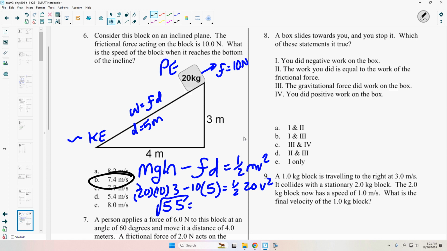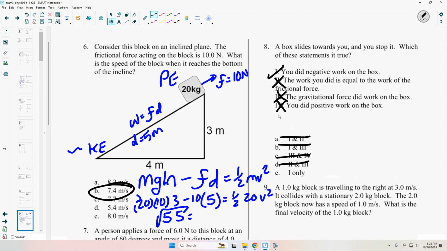Not necessarily. Like maybe, but it has to be always true. The gravitational force did work on the box? No, because there's no vertical displacement, there's no work done by the gravitational force, and I did positive work on the box. So here we get yes, that's correct. That gets rid of those. The work that, no, not correct. That gets rid of that one. And no, not correct. That gets rid of that one. And that one's not correct either. Okay.